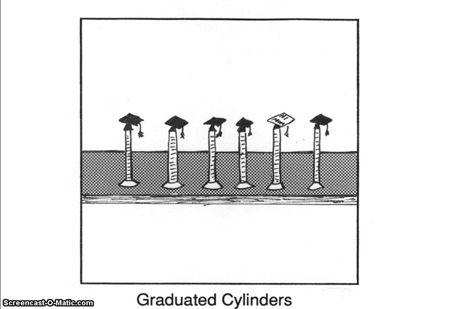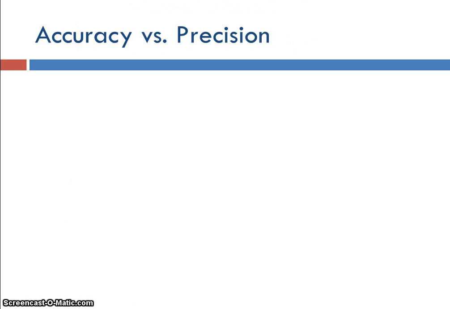This is just to help you remember that they are called graduated cylinders. The next 2 words that we're going to talk about are accuracy versus precision. And most people who are not familiar with science tend to mix up these 2 words or use them interchangeably, but they actually mean very different things.